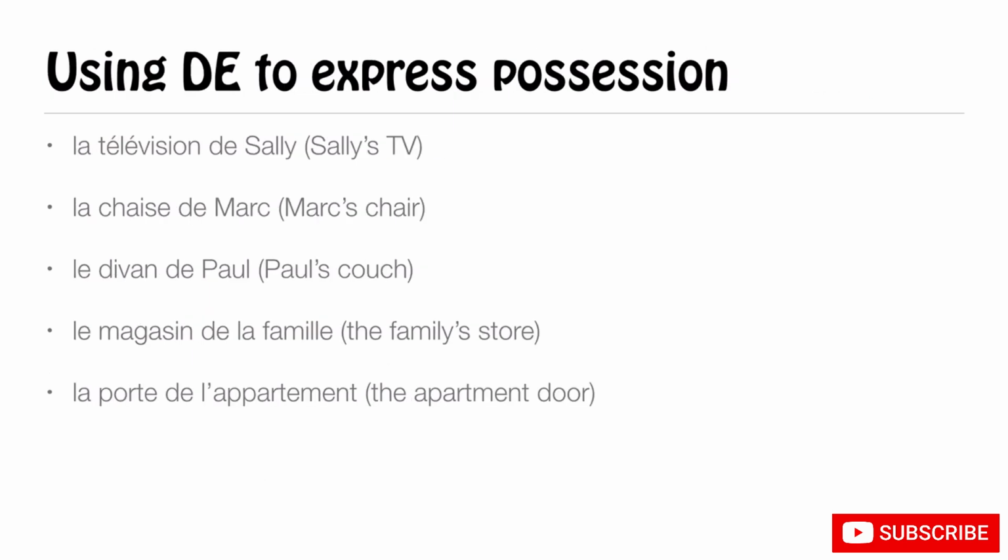Outside of the adjectives that we just learned, you can also express possession in other ways. For example, if you wanted to say Sally's TV, you would say la télévision de Sally, la chaise de Marc, le divan de Paul, le magasin de la famille. So you would add de in between, inverting it from English to French. Instead of Sally's TV, you would say the TV of Sally, the chair of Mark, the couch of Paul, the store of the family.